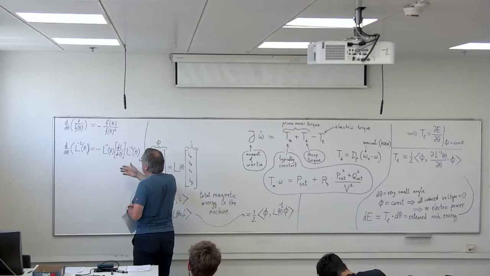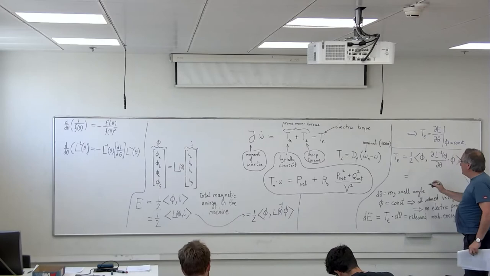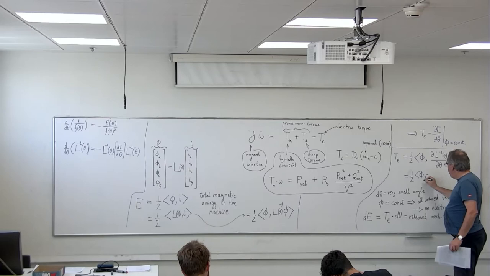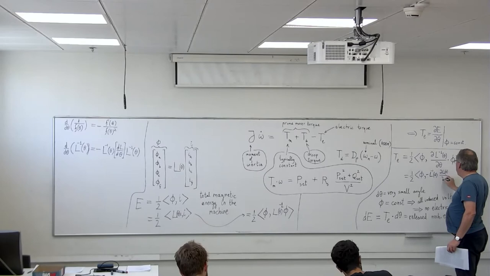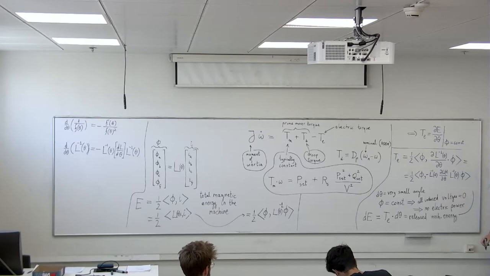Okay, let's now go back to here, and we continue the computation. So it is equal to 1/2 pi. Now here I use this formula, which I have just derived. So it will be minus L inverse of theta. Then here comes the derivative of L of theta with respect to theta. And then again L inverse of theta times phi, right?